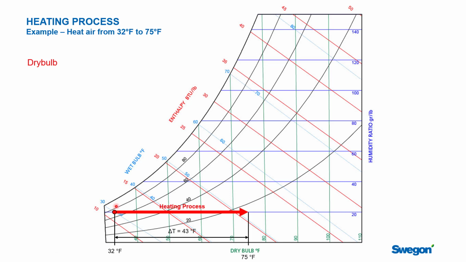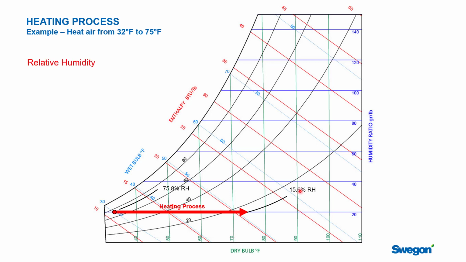Now we've added the heat. We started at 32. We put enough heat into this air that we warmed it from 32 over to 75. As you can see, it's a perfectly horizontal line at right angles to our temperature gradients here. And now you could read the new temperature off of this chart down here on the dry bulb and see that it's 75. We changed the temperature of this air 43 degrees, and that's how it would show up on a psych chart.